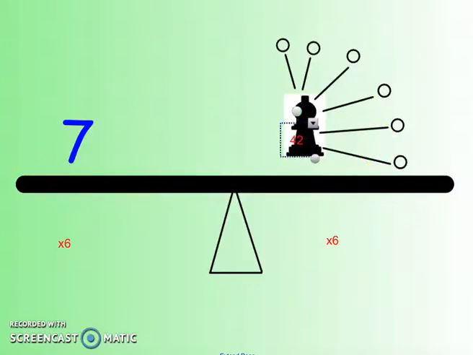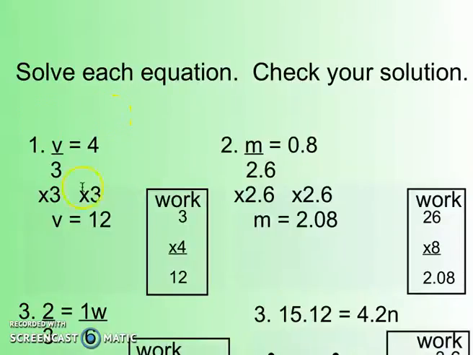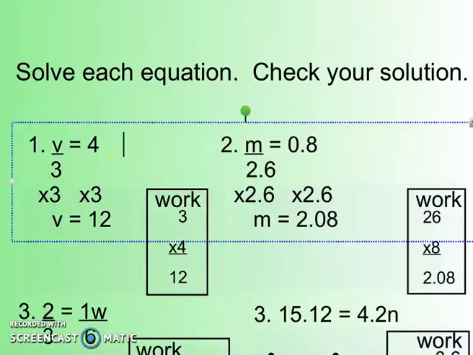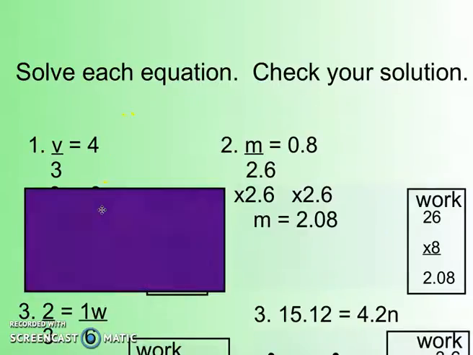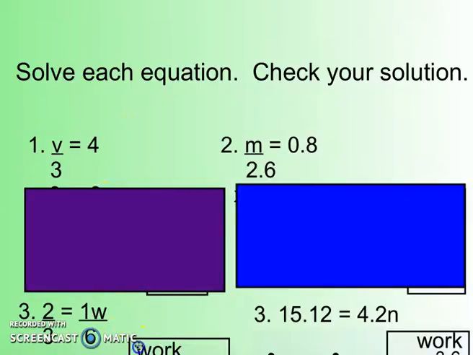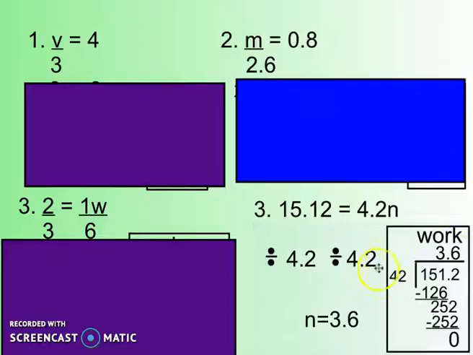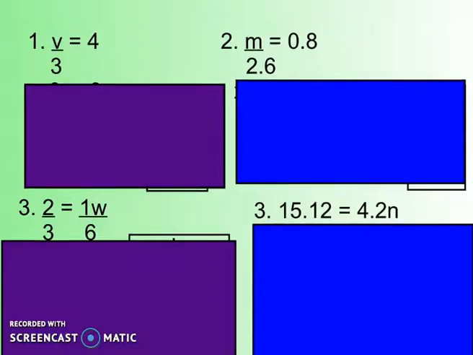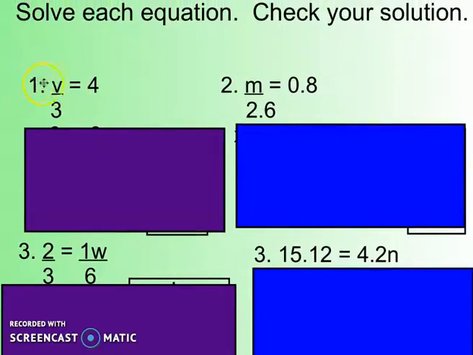So let's try out a problem. We'll show the work step by step in just a moment. So let's look at this first one. Some number divided by 3 is equal to 4. Well, the opposite, or the inverse, would be to do what? Yeah, to multiply.